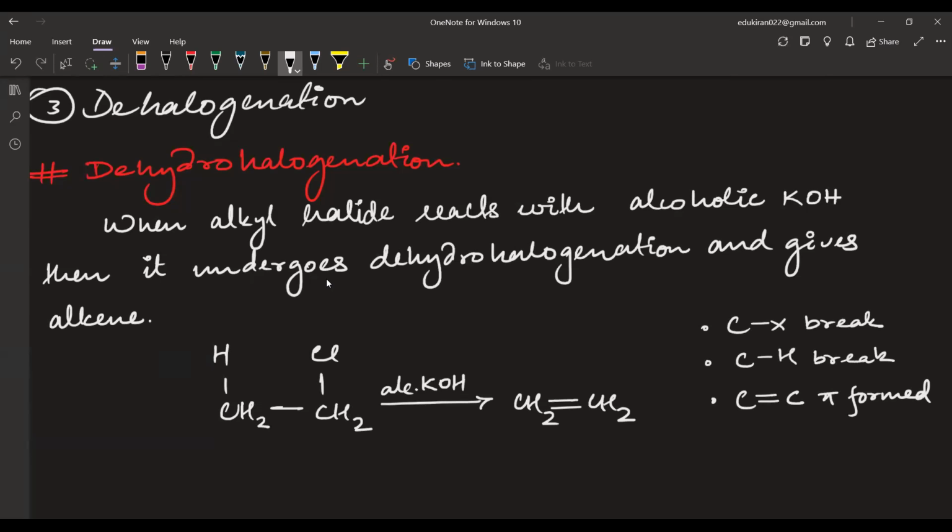And also remember, this is alcoholic KOH. Please remember, this is also a question that we will consider in the next class. Why alcoholic KOH gives you elimination, but aqueous KOH gives you nucleophilic substitution reactions.